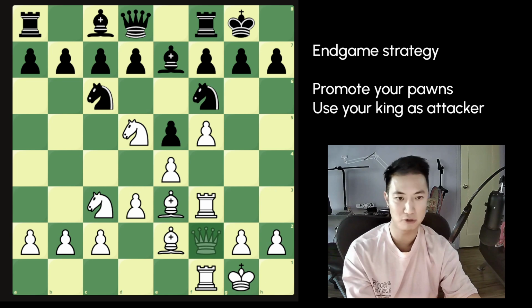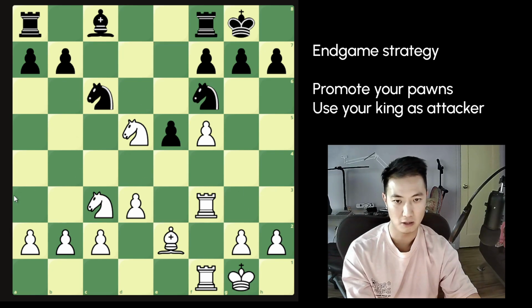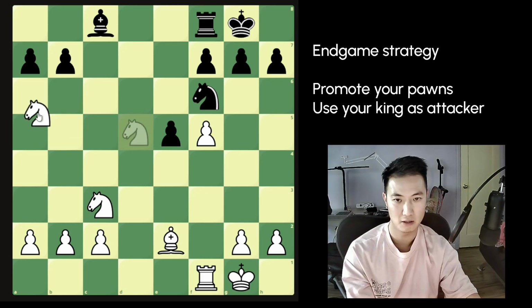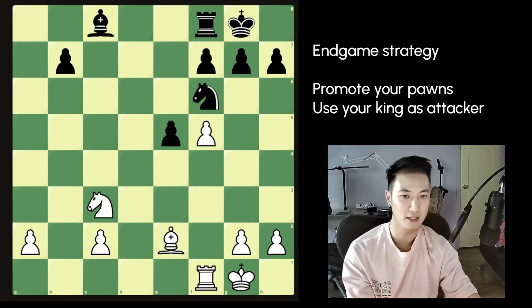Okay, end game strategy. Let's say the queens are off the board, and then we traded some pieces, and some pawns are gone too. Let's say a set of rooks are gone. Maybe some knights as well. Let's just say these pawns are gone. Okay, so end game strategy.